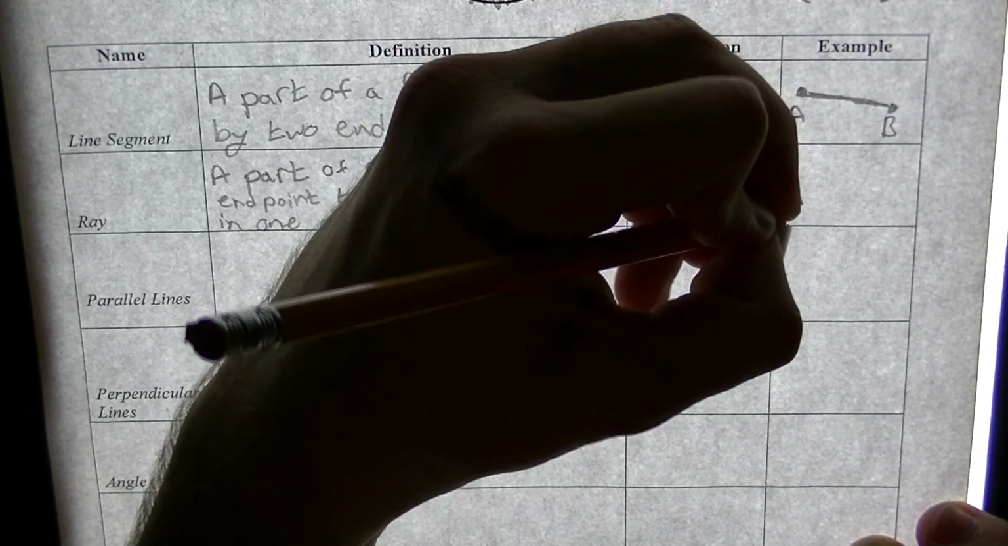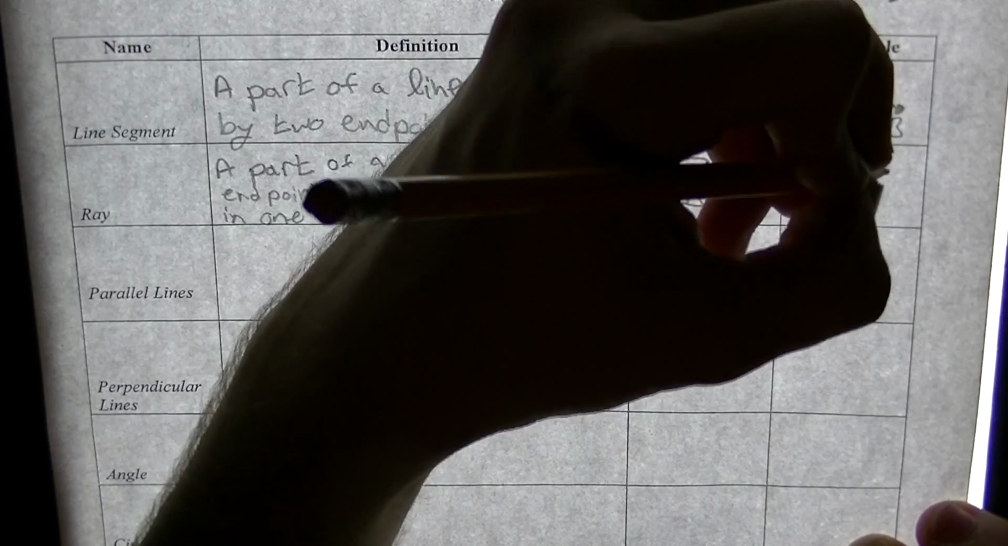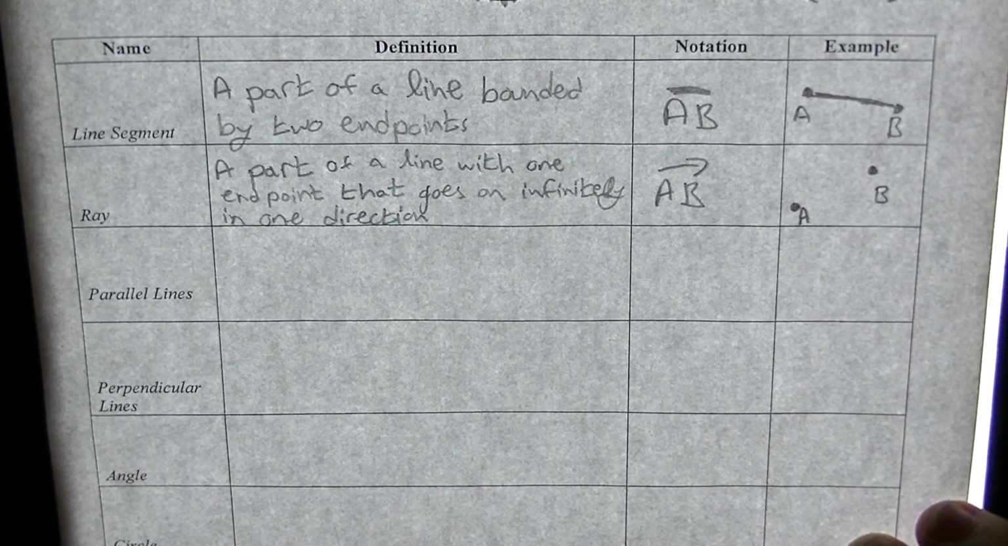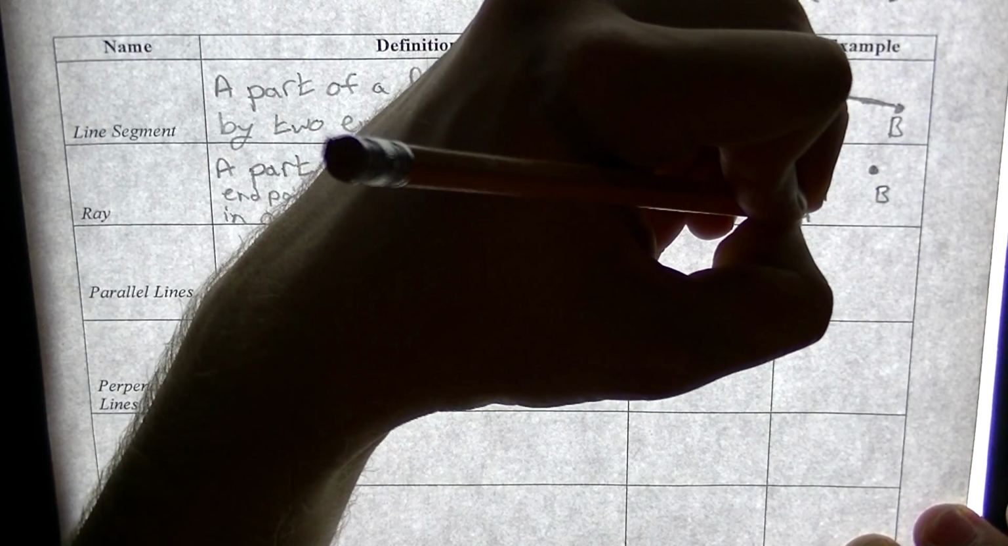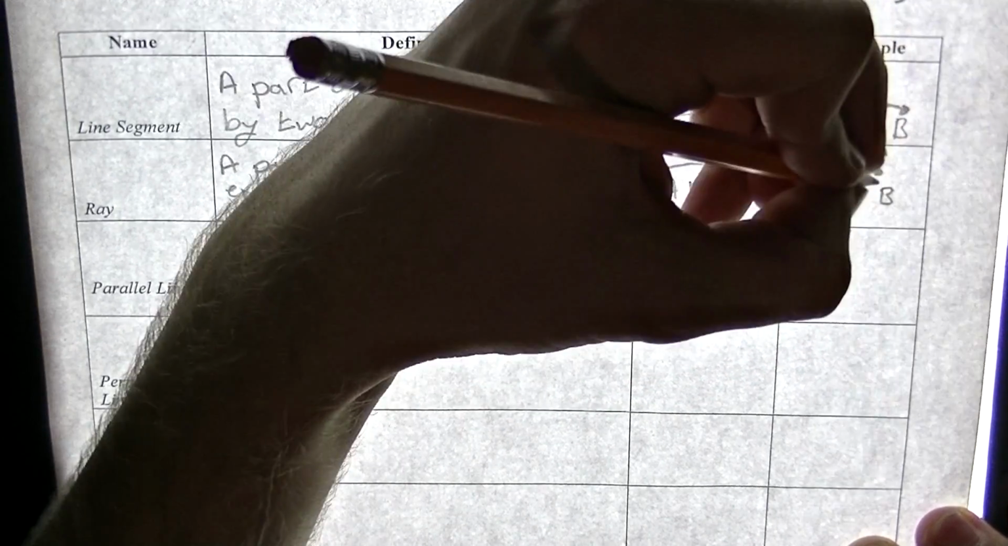So let's say I have point A right over here. Here's an example of a ray. Point A is right over here. Point B is over here. So far it's looking like a line segment, but my endpoint is where I start, and when I get to B, I don't stop there.